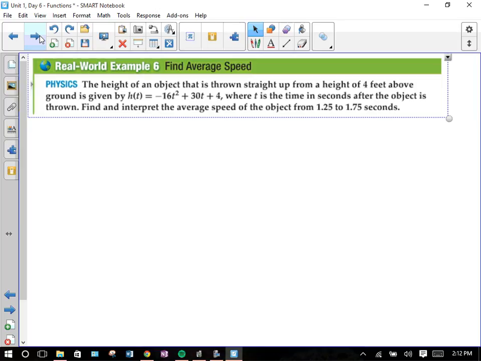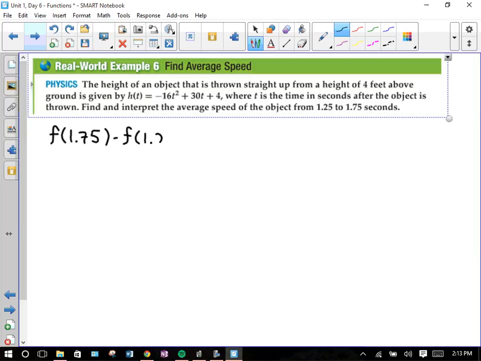So what we want to do is find the average speed of this object that flew up in the air, and its position above the ground is represented by that equation. We want to find the average speed between 1.25 to 1.75 seconds. Okay, so how do we do this? Well, there's average rate of change. Speed is rate of change. So the average rate of speed is going to be f of 1.75 minus f of 1.25 divided by 1.75 minus 1.25. Following so far?